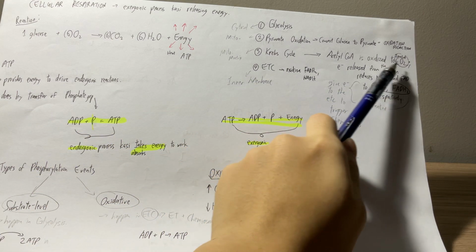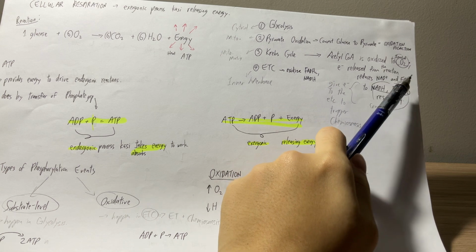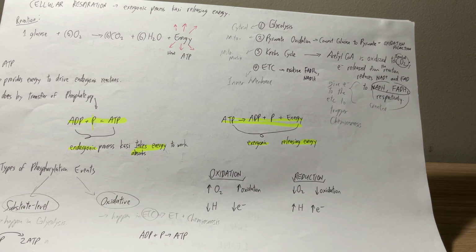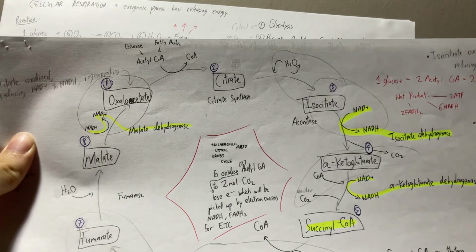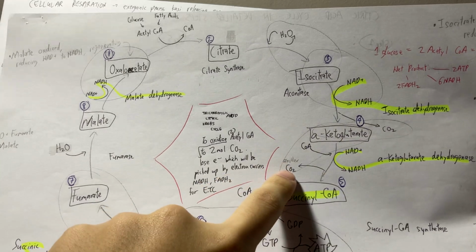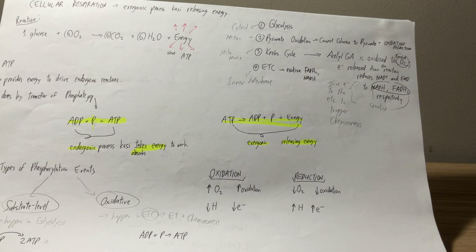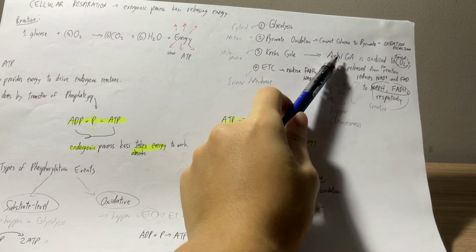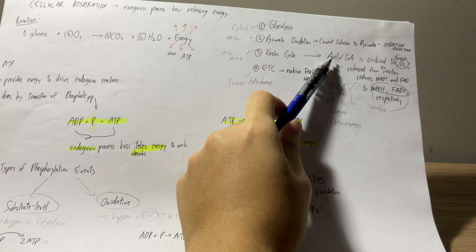So acetyl-CoA is oxidized to 2 molecules of carbon dioxide. This is evident in what stages? Here, stages 3 and 4. Always remember two CO2s. That's the end product of the oxidation of acetyl-CoA.